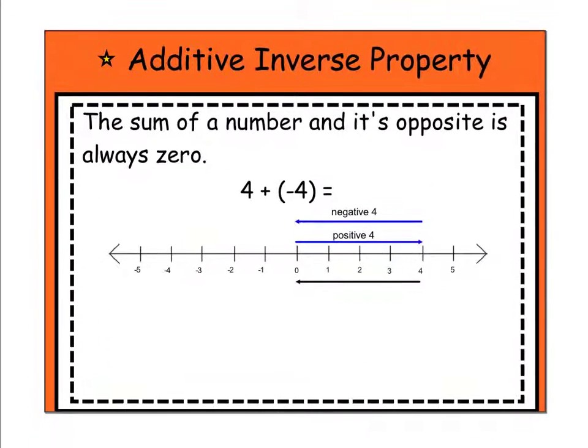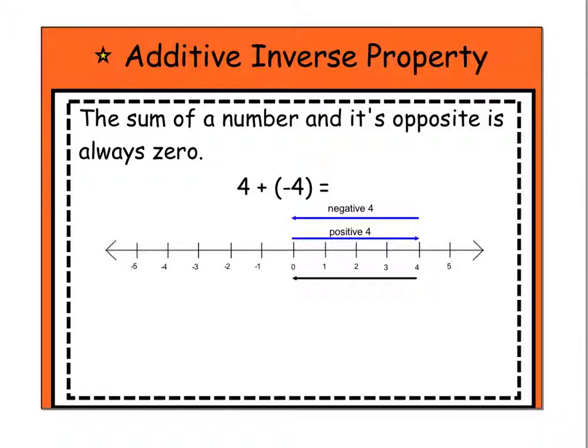The additive inverse property just says that the sum of a number and its opposite is always going to be 0. So if you have 4 plus -4, it's going to be 0. If we had 5 plus -5, we'd have 0. Any number and its opposite is going to give you 0.